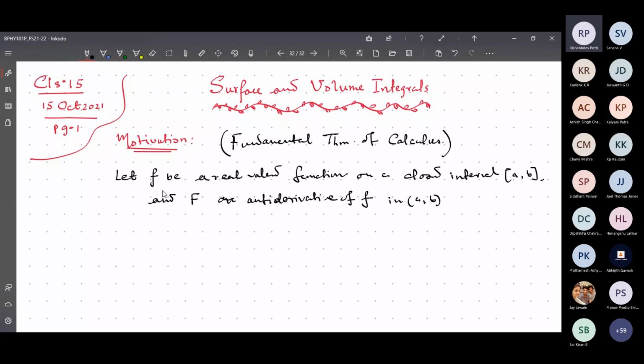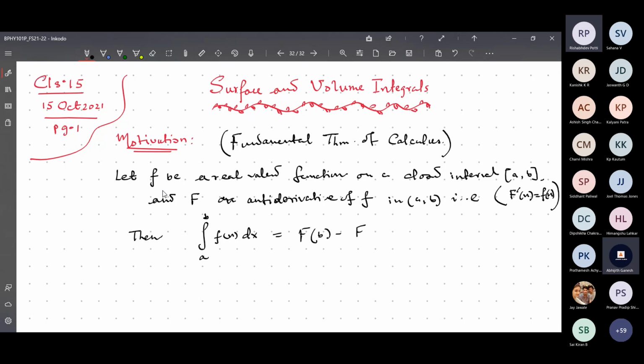So what do I mean by antiderivative? The meaning of this is that capital F prime of x is small f of x. Then this is the theorem: the integral of f of x dx from a to b. Can anybody tell me what I am going to write here? Capital F of b minus capital F of a. Yes. So this is the statement.